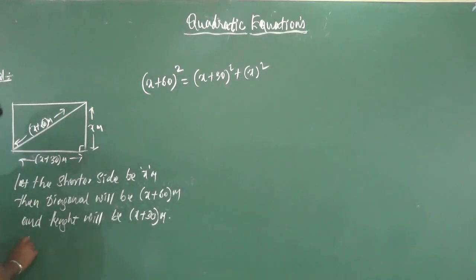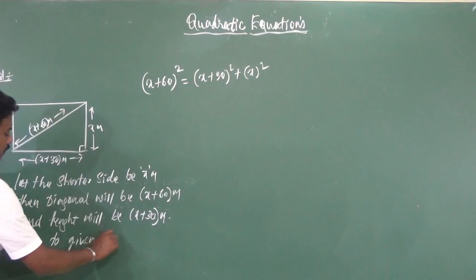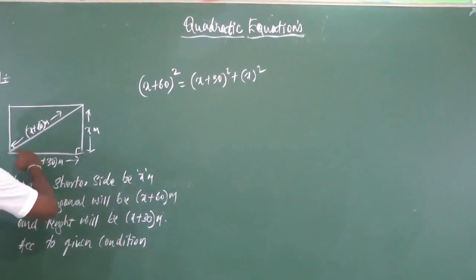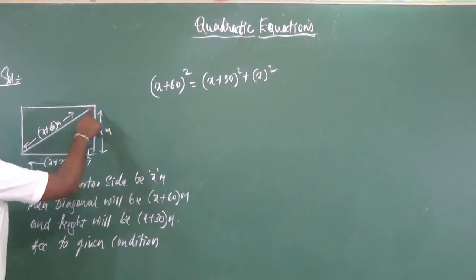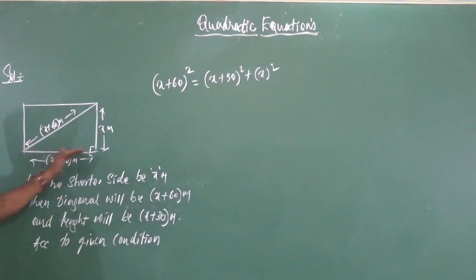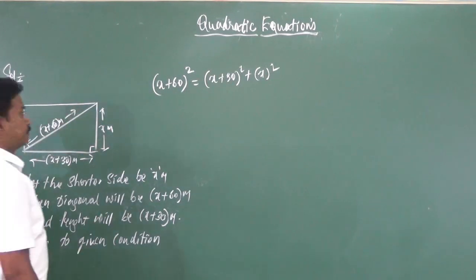So according to the given condition, the square on the hypotenuse is equal to the sum of the squares on the two sides, because when you draw a diagonal to a rectangle, it converts the rectangle into two right angle triangles, where we are dealing with the bottommost right angle triangle. We have applied Pythagoras theorem.